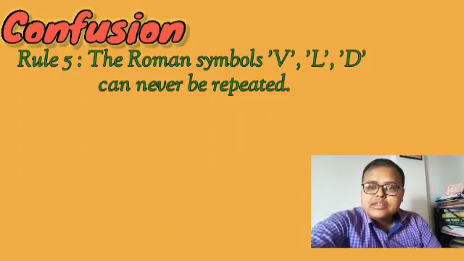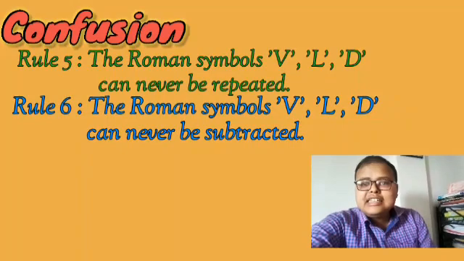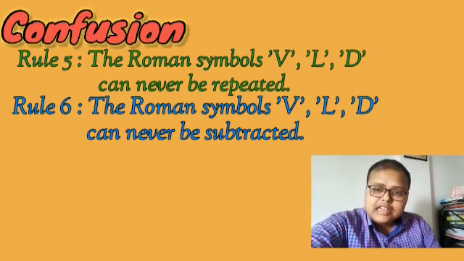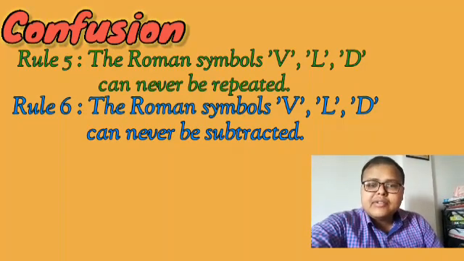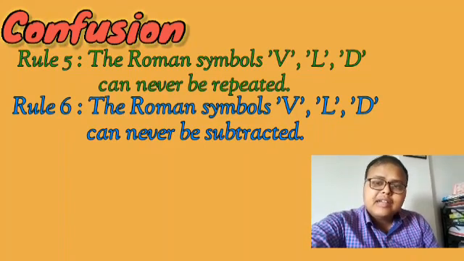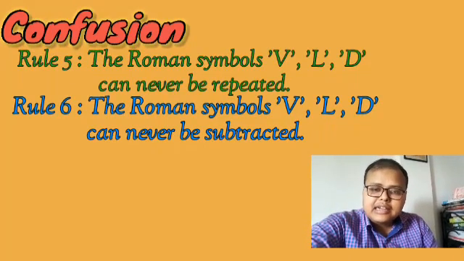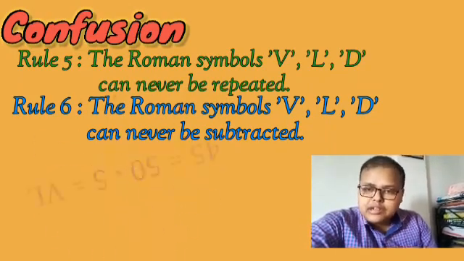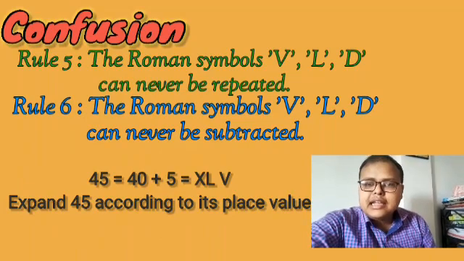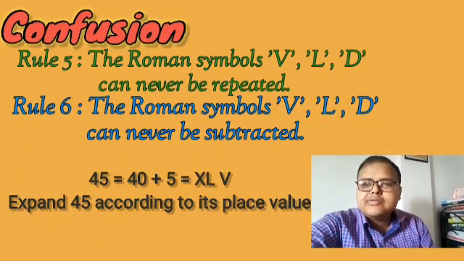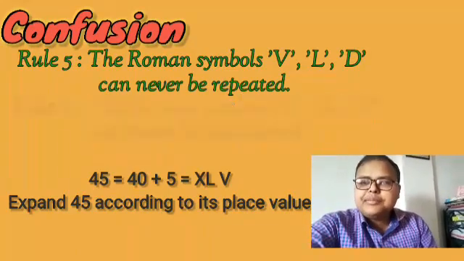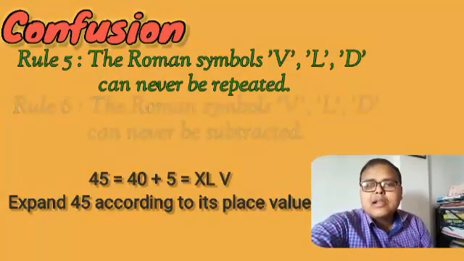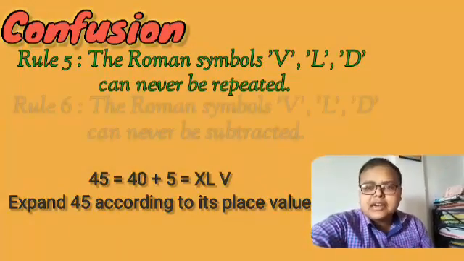And there is another rule, V, L, D can never be subtracted from any of the symbols. That means V, L, D can never be written in the left of a higher digit. That is, to represent 45 you cannot write VL. You have to write XLV. XL, which is 40, and V is 5. So XLV, that is 40 plus 5, it is 45. The reason is the rule that V, L, D can never be subtracted.